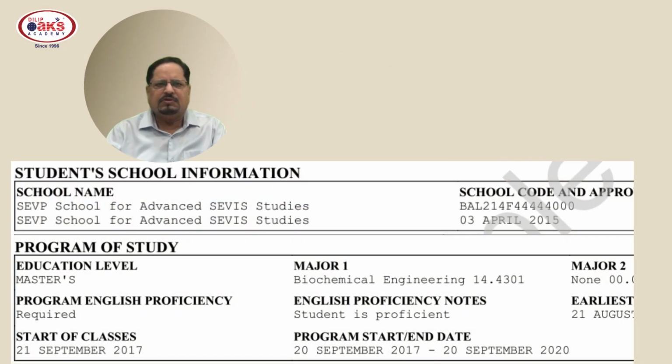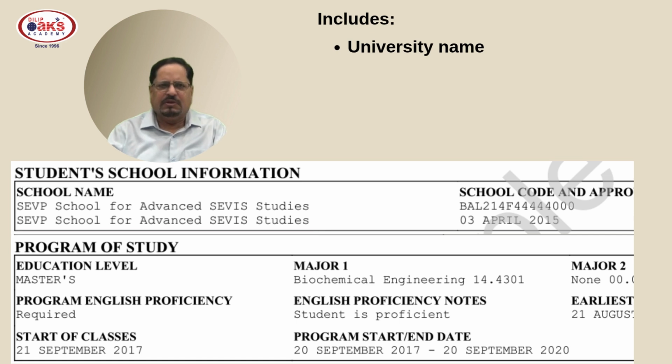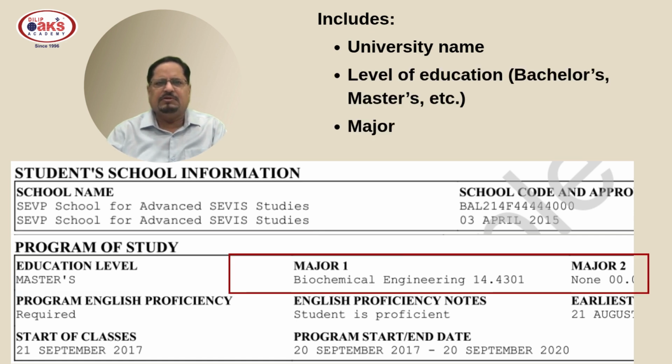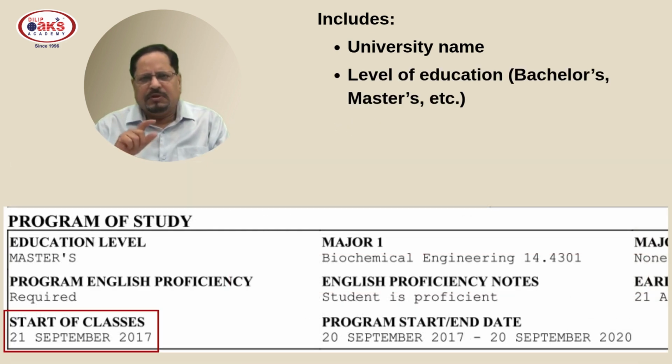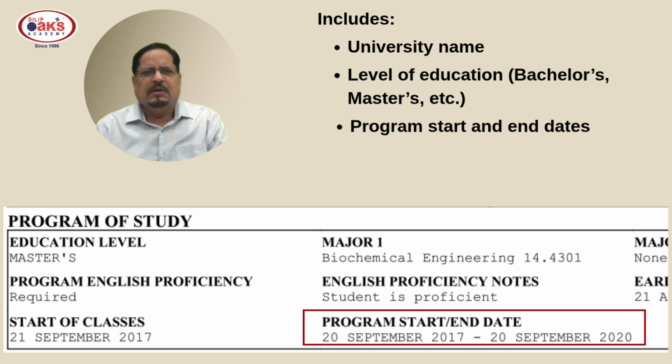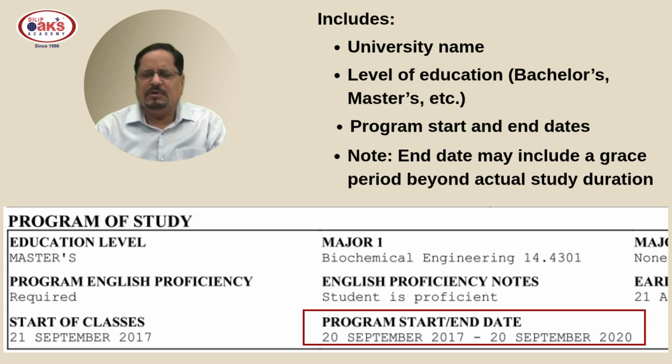Then they are talking about school and program details. This section will outline the academic plans: the university name, education level, bachelor's or master's, your major. They will also print the start date of your class and the program start and end dates. Now, don't panic if the end date seems further away than expected, because normally the start date and end date have a difference of 21 months. But some universities include a grace period, extra time for you to complete your program.